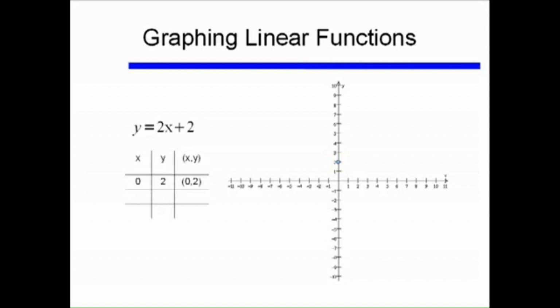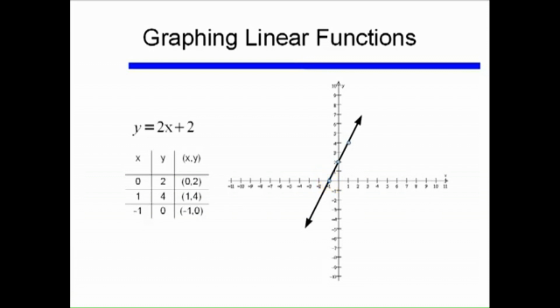Let's do another point. Let's do 1. If x is equal to 1, then y is 2 times 1 plus 2, y is equal to 4. And that leads to the point (1, 4). And again, I've graphed that. Finally, let's look at negative 1. Well, if I have x is equal to negative 1, that leads to y equaling negative 2 plus 2, or 0. Again, I can graph that point and connect the line, and I have graphed my linear function.